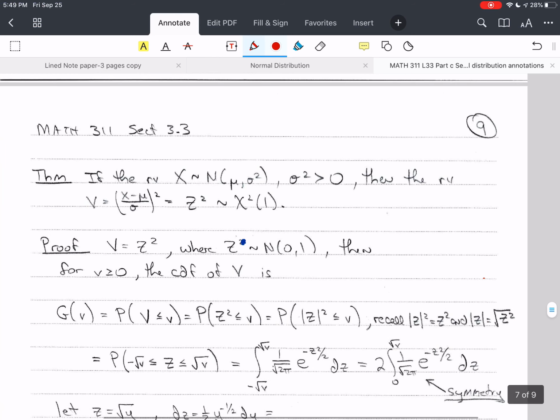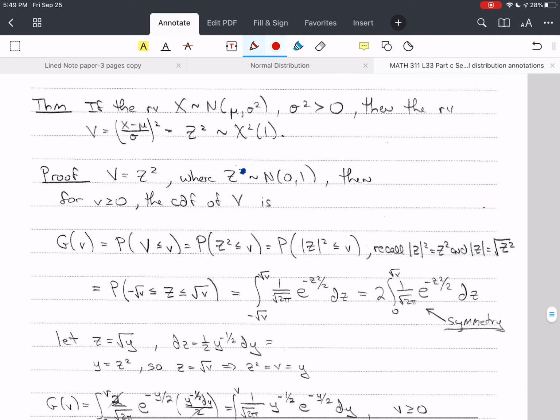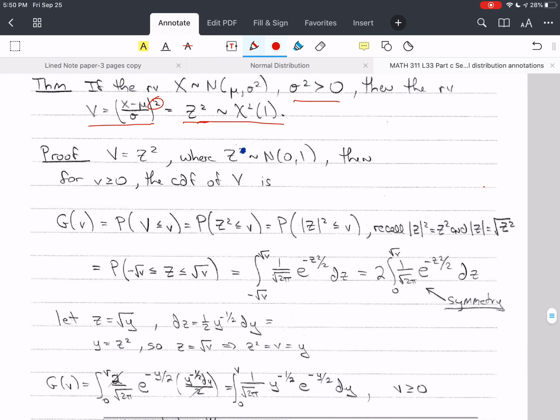Now let's do this very important theorem. I'm sorry I'm running late, but this is very important. We have to get it in. The theorem is that if we have a random variable X that's normally distributed with mean mu and variance sigma squared, of course sigma squared is positive, then the random variable V, which is the square of X minus mu over sigma, that's Z squared, is going to be a chi-squared with 1 degree of freedom. So here's the proof.